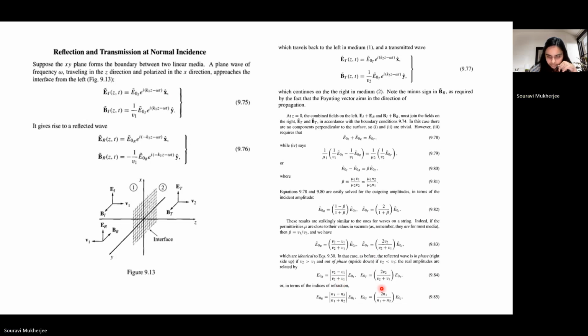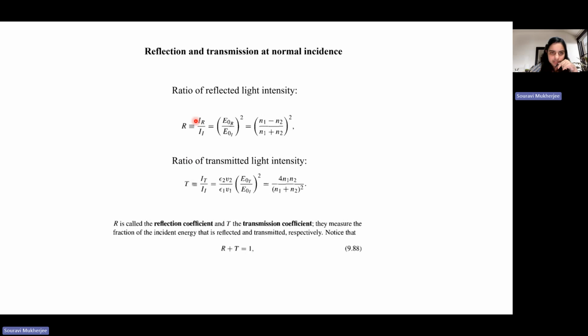And you can use them to find the reflection coefficient or the transmission coefficient. In an ideal case, R and T should add up to 1, considering that there is no absorption. Okay.